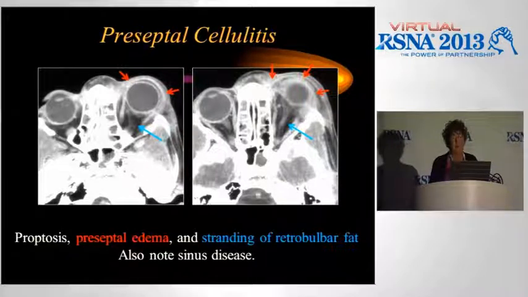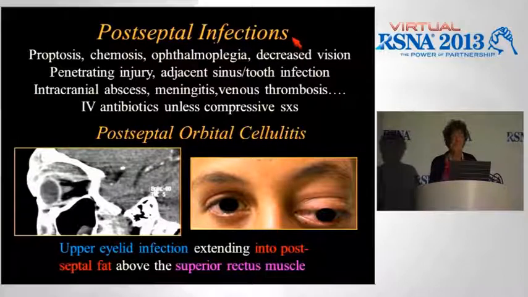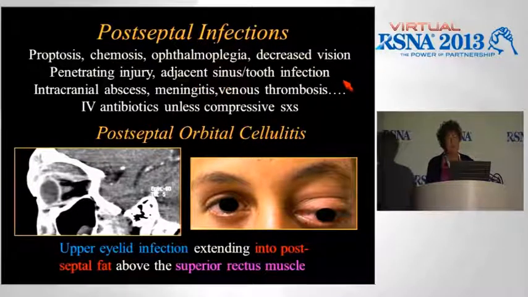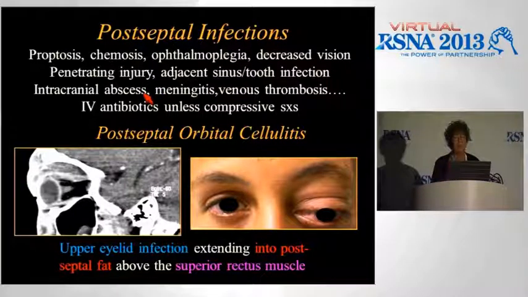It is bilateral. Now, if you get to postseptal infections, these patients can show up with proptosis, chemosis, ophthalmoplegia, decreased vision, and these are usually due to penetrating injury or adjacent sinus or tooth infection. And the complications of these include abscess intracranially, meningitis, venous thrombosis, so the consequences can be quite severe. And here again, we use IV antibiotics unless there are compressive symptoms.